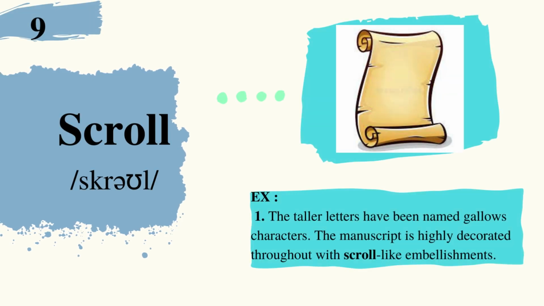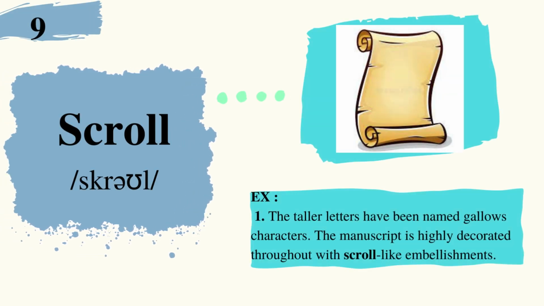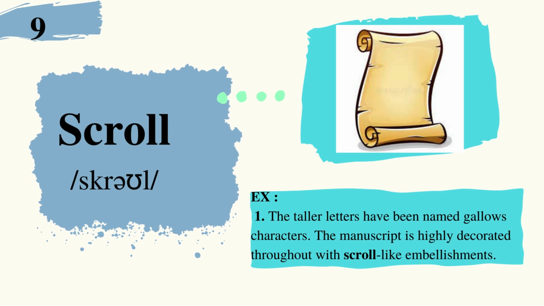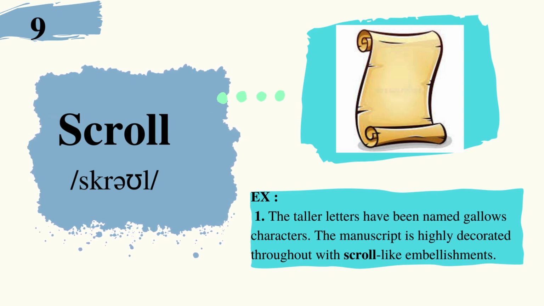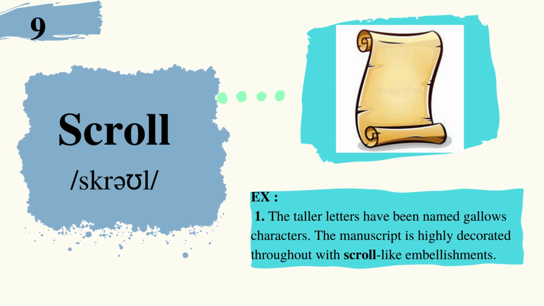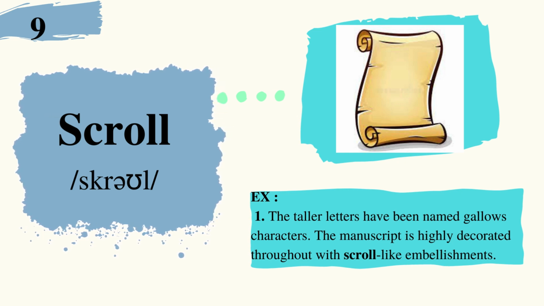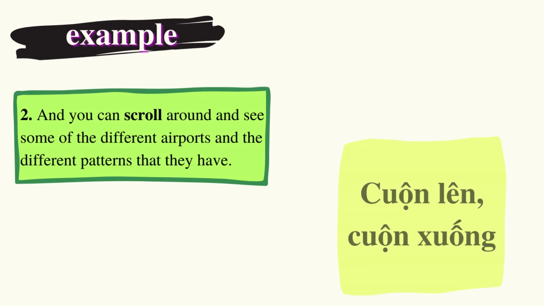9. Scroll. Scroll. Example. The taller letters have been named gallows characters. The manuscript is highly decorated throughout with scroll-like embellishments. And you could scroll around and see some of the different airports and the different patterns that they had.